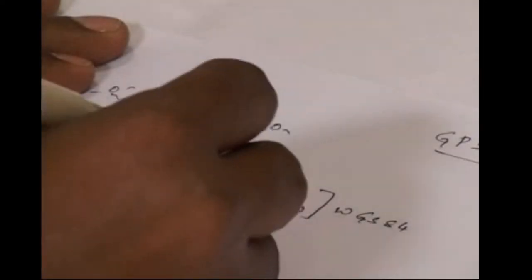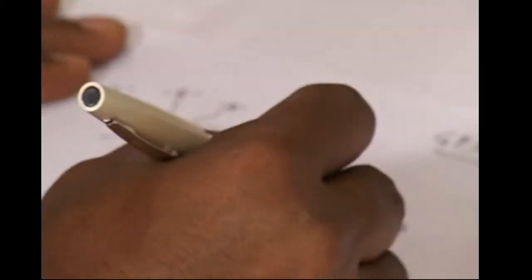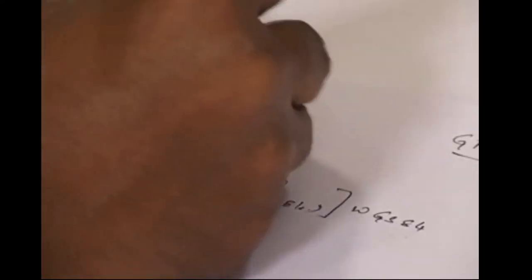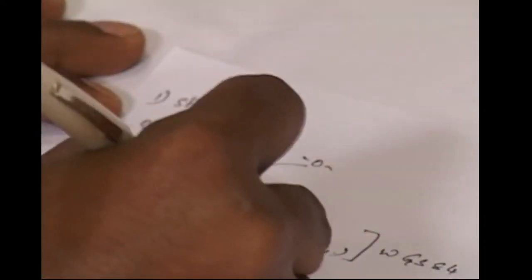Okay, so we get the position in WGS 84, which is nothing but the World Geodetic System, which was established in 1984. So this kind of positioning we call the standalone mode. However, you get the position, but this position has got some errors.